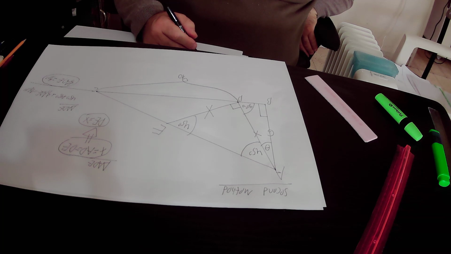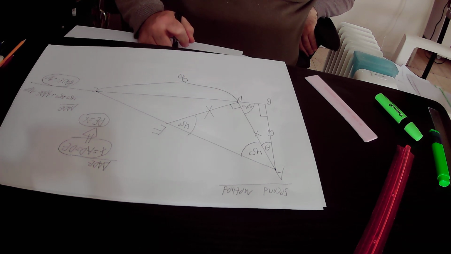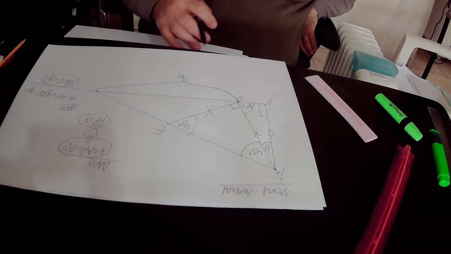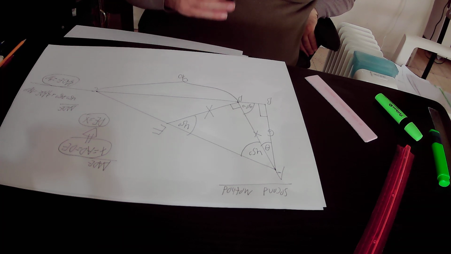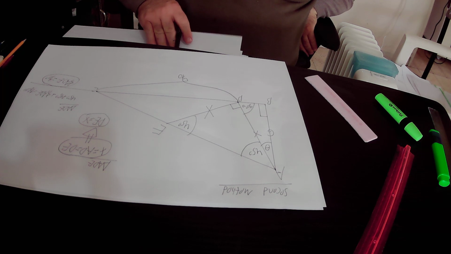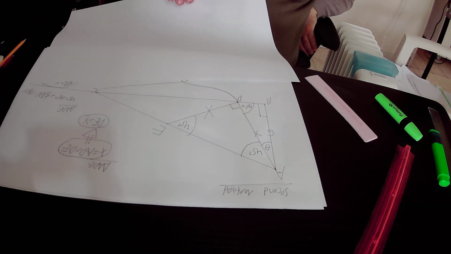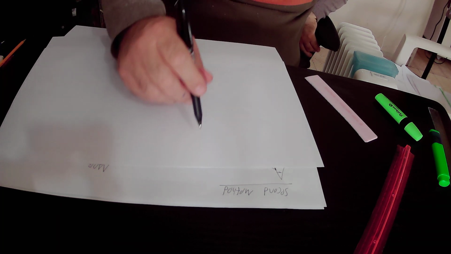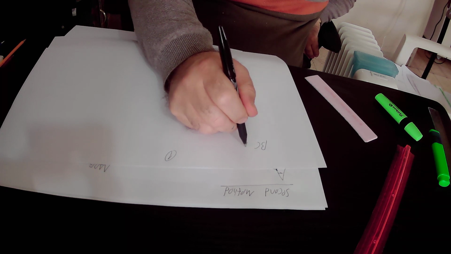And we know that triangle ABC is a right triangle, therefore BC is one side of triangle ABC, and it must be a straight line. I will write it down. Line segment BC is a straight line.